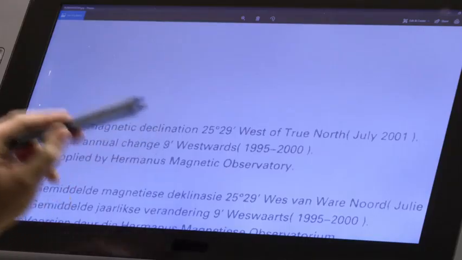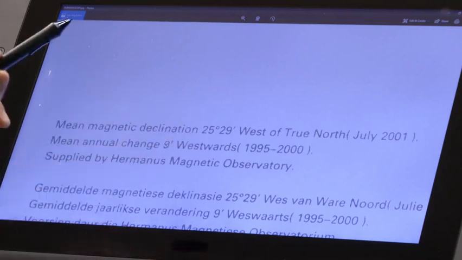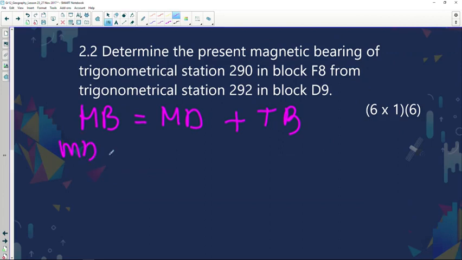Why do we need to calculate magnetic declination? Because we want to arrive at the right, correct place, and because of magnetic north. The mean annual change is 9 minutes west, but we need to calculate the present magnetic declination. So we got our information over there, and let's quickly go and write it down when we do our question. What was the magnetic declination for the Humansdorp map? It was 25 degrees 29 minutes west, and the map was taken in 2001. The annual change, annual means yearly, was 9 minutes west.